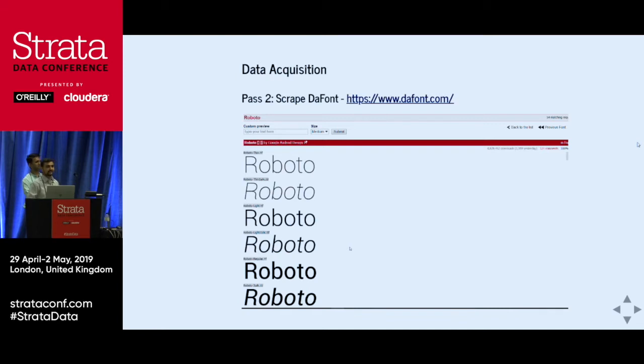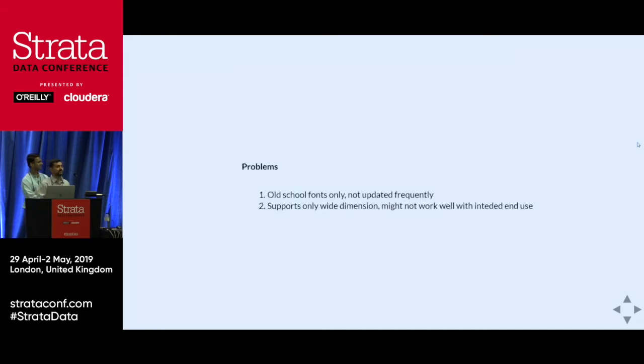But we realized there are problems with this too. Thefont.com does not support all new fonts. For example, Lato is missing, or Oswald is missing. So all the new cool fonts are missing. Most of the fonts which are on Google Fonts are missing here. And then again, these are only wide dimension images, and again, normalizing them is hard. The intended use case would be that you randomly take a screenshot or an image and then pass it to the classifier, and it does not support that dimension, basically. So these were the problems.